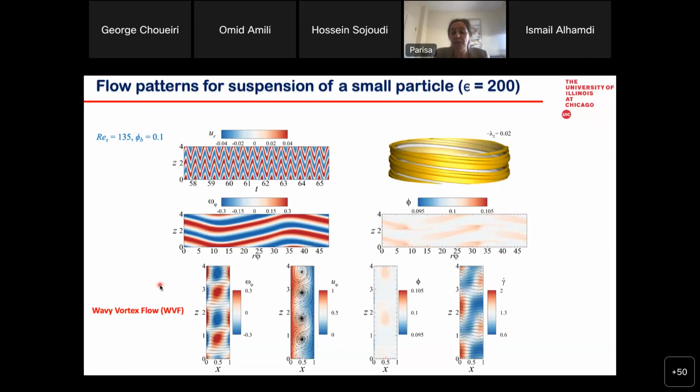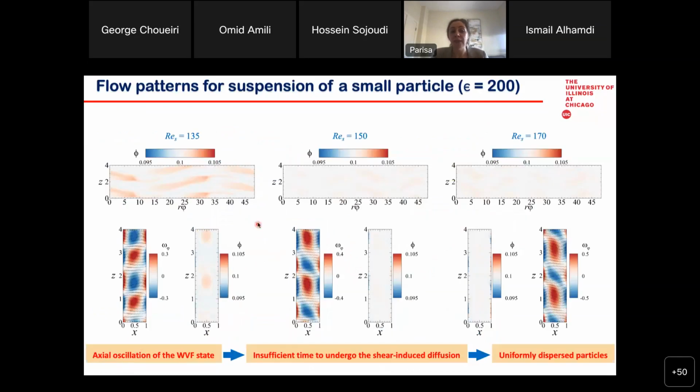We increase the Reynolds number further, to 135. Still, we keep 30% concentration, and the particle size is 200. You see that the wavy vortex flow occurs, where there are oscillations appearing on the rollers. And what was interesting here, still there are some particles gathering inside those rollers, but these are very non-uniform. So it seems something is happening which results in changing the shear-induced migration of the particles.